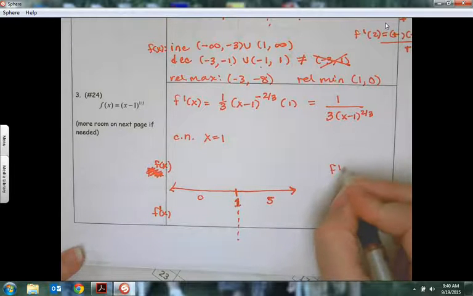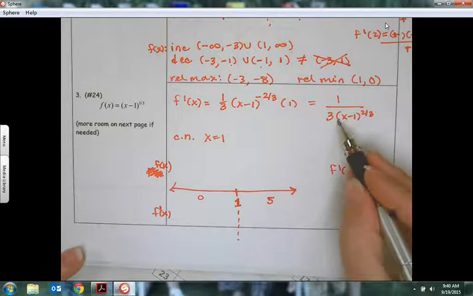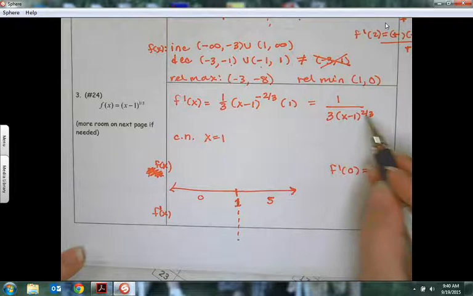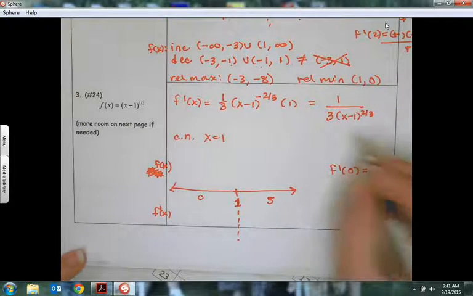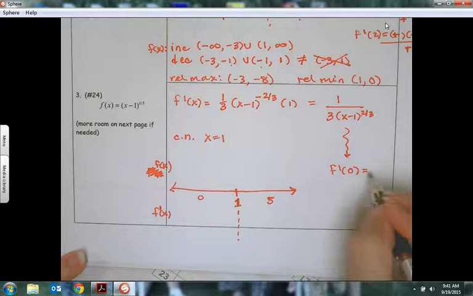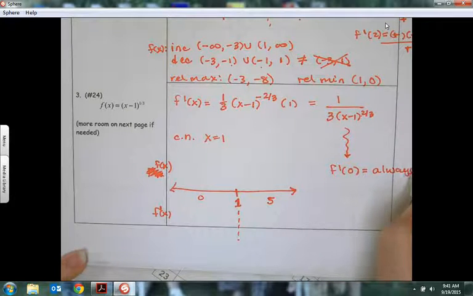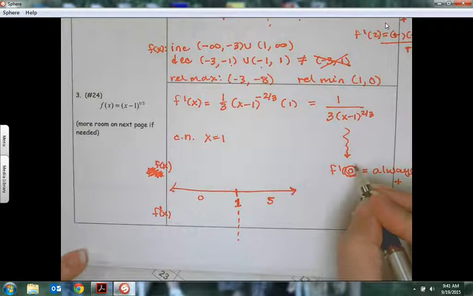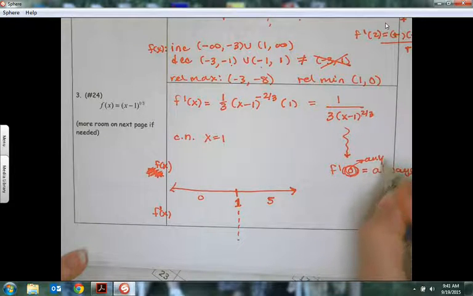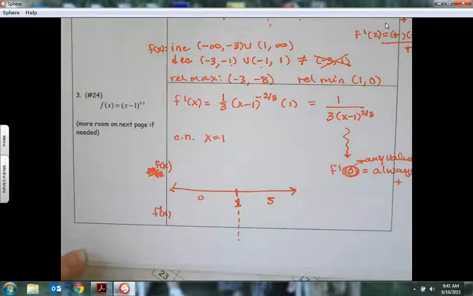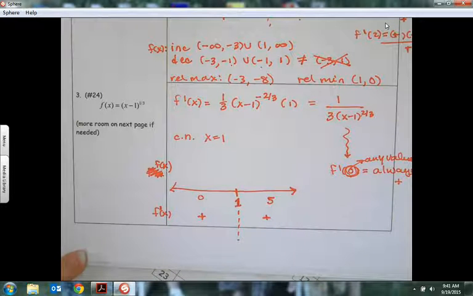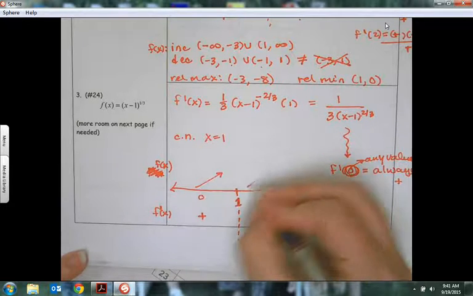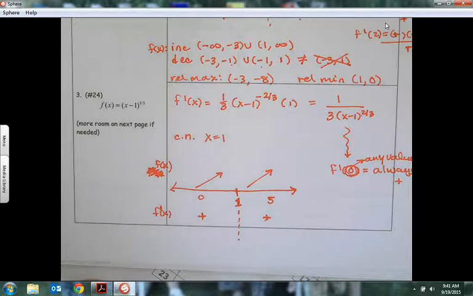So f prime of 0. So plug in 0. What do you notice you're always doing? You're always squaring whatever you get and then taking the cube root. So no matter what you plug in, it's always positive for any value. So I know I have positive and positive, which means I am increasing and increasing.